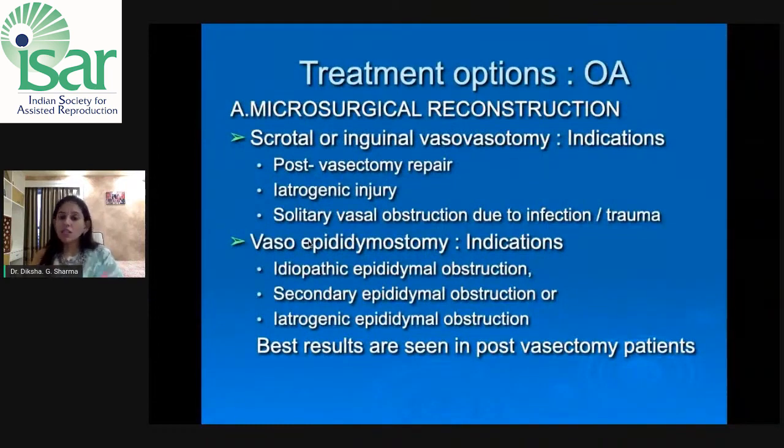Coming to the surgical, what are the various surgical or microsurgical procedures which are done? The various procedures are a scrotal or inguinal vasovasotomy. A vasovasotomy is where the obstruction is at the level of the vas. So the vas will be reconstructed with another portion of the vas, and this is usually indicated if there's a post vasectomy azoospermia, any iatrogenic injury, or a solitary vas obstruction because of any infection or trauma.